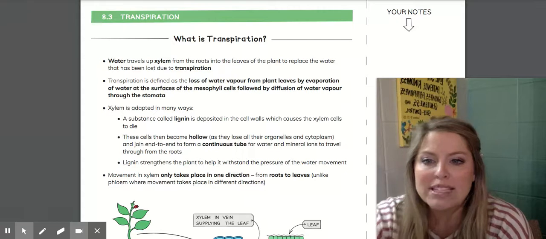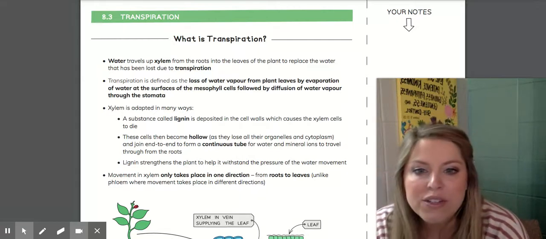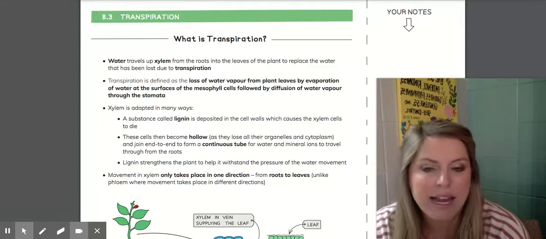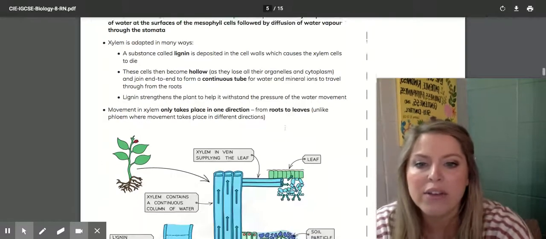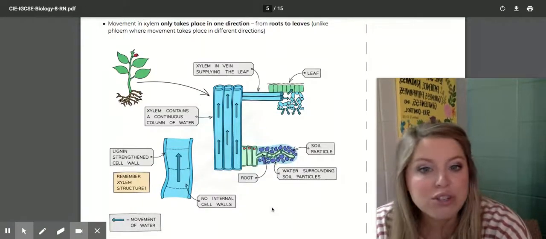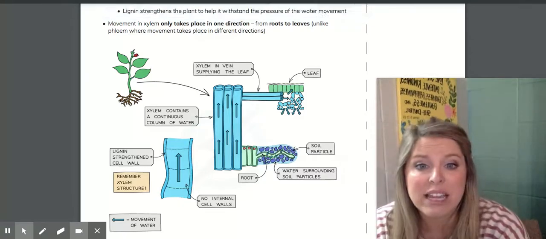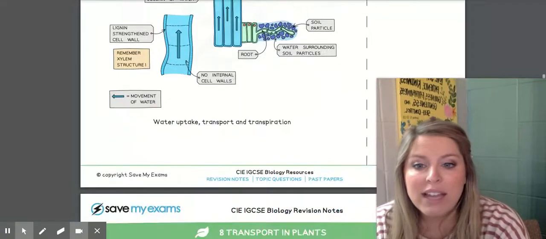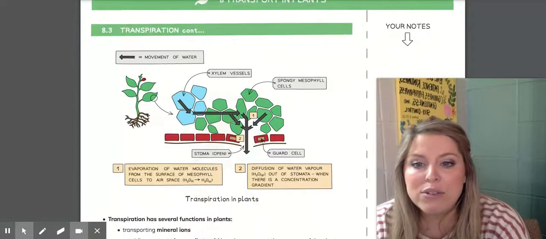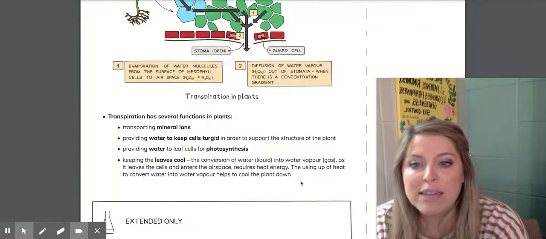Now, we've got some adaptations of xylem here that you should be kind of familiar with to help that happen, because we covered that in the last video. This just shows you an image of that. You can pause it right here and look at that and see everything in the movement of that.